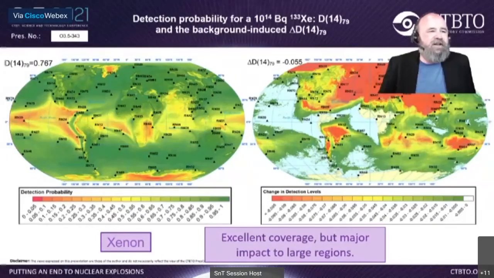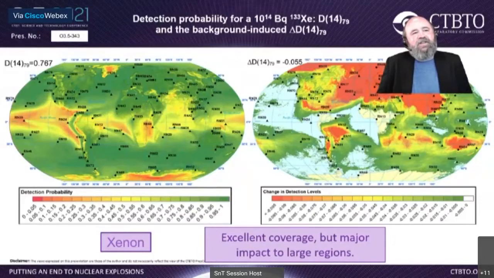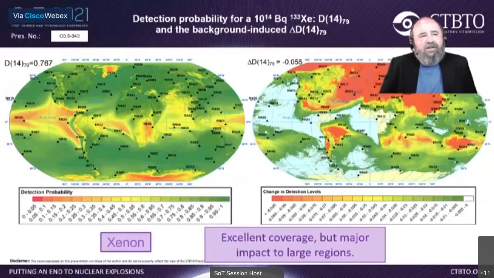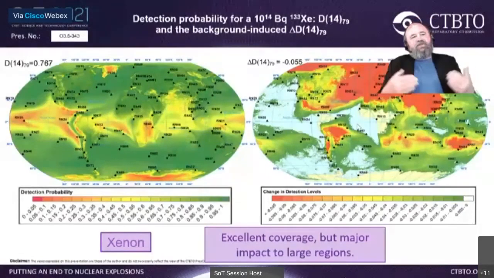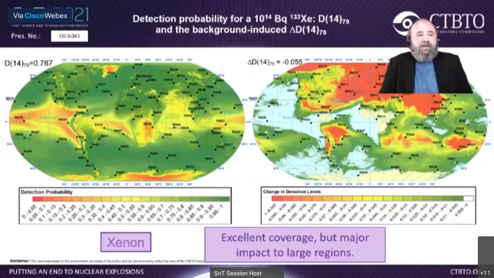This happens to be for a 79 station network, but the story is the same whether it was 79 or 39: the world looks pretty green, that is, coverage is pretty good, except when we look at the backgrounds over here, they cover a wide region. If we took the signal size down to D14, D13 or D12, then the red area would get even larger. So that's why we say it's a major impact to large regions.